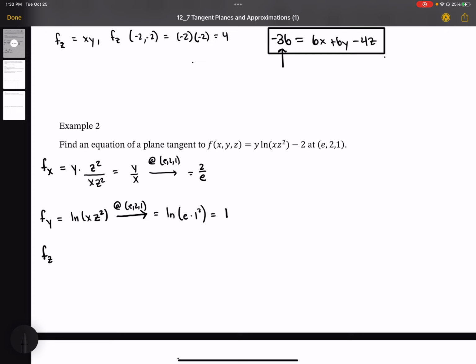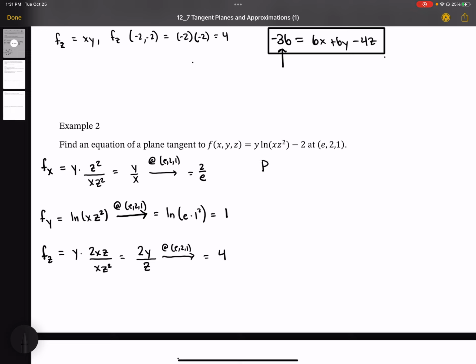And then our partial derivative with respect to z: y is a constant multiplied by the derivative of ln xz squared, which this time is 2xz divided by xz squared, which we end up with the x's canceling, and we get 2y over z. We evaluate this at the point (e, 2, 1), and we're going to get 2 times 2 divided by 1, so 4.